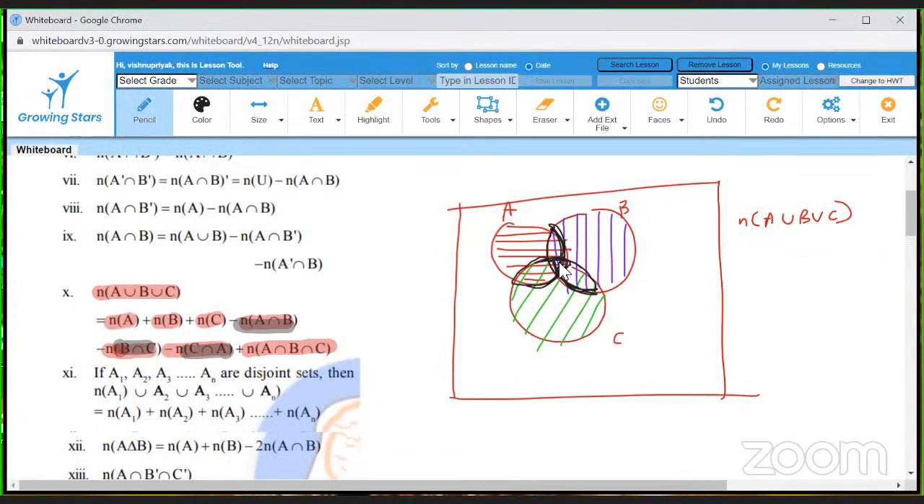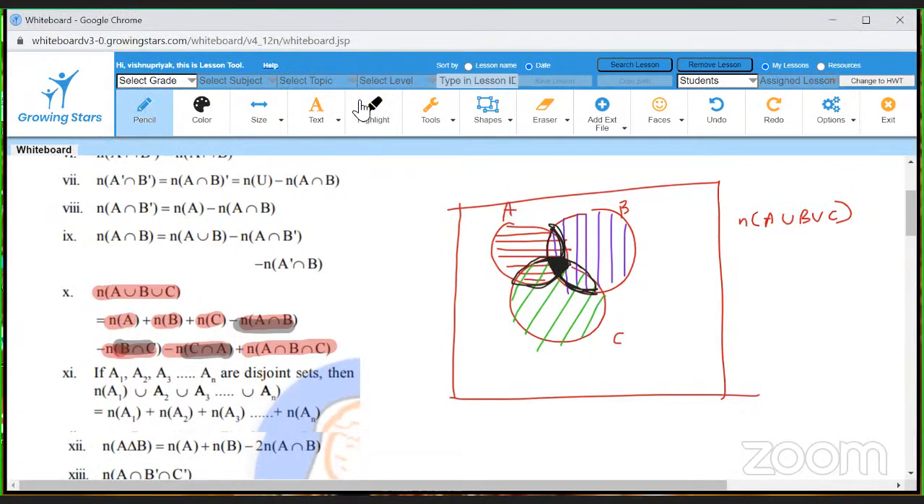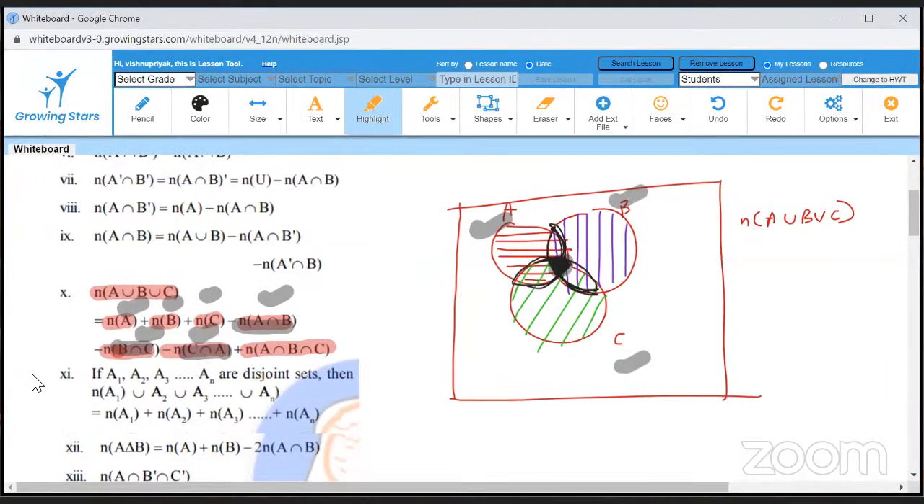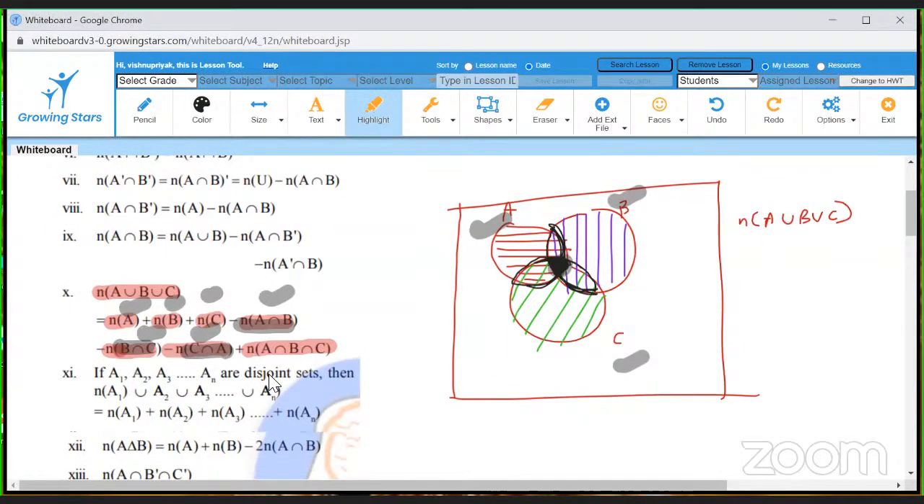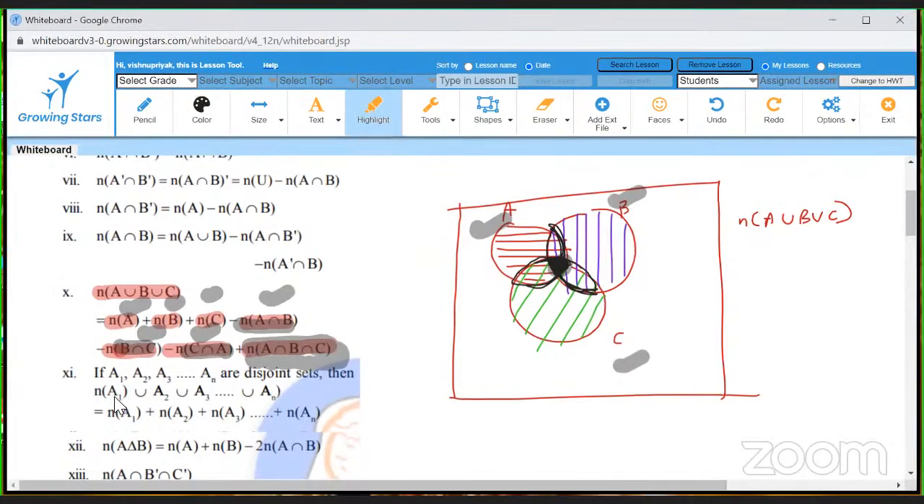Now in this process, what happened? This part also got subtracted. This part, which is common to all A, B, C. This part is common to all. That got subtracted continuously. 3 times you added, 3 times it got subtracted. Here you have added that 3 times. Here you have subtracted it 3 times. Nothing is left about this common for all 3. So that we are adding here. One time we are adding.